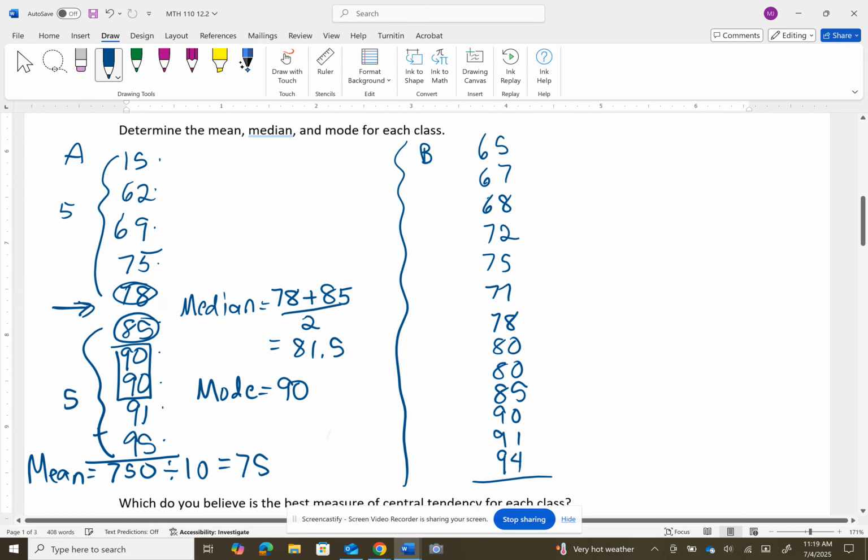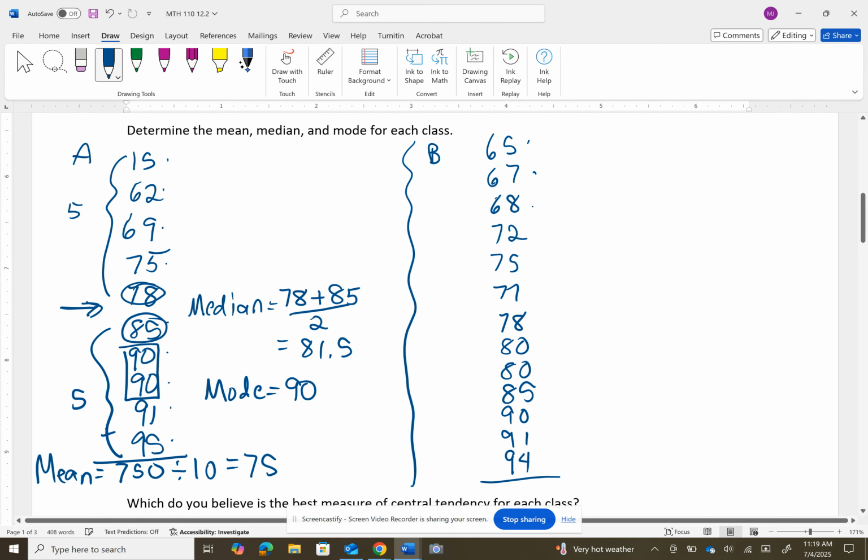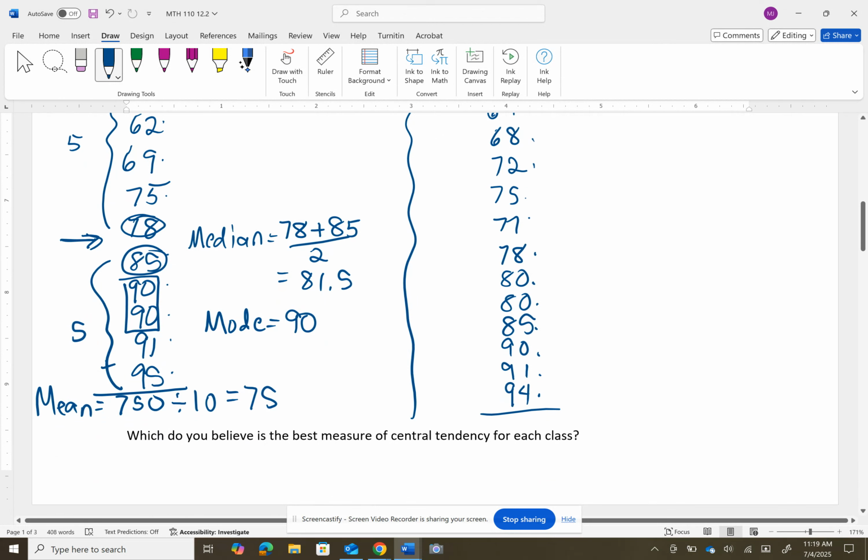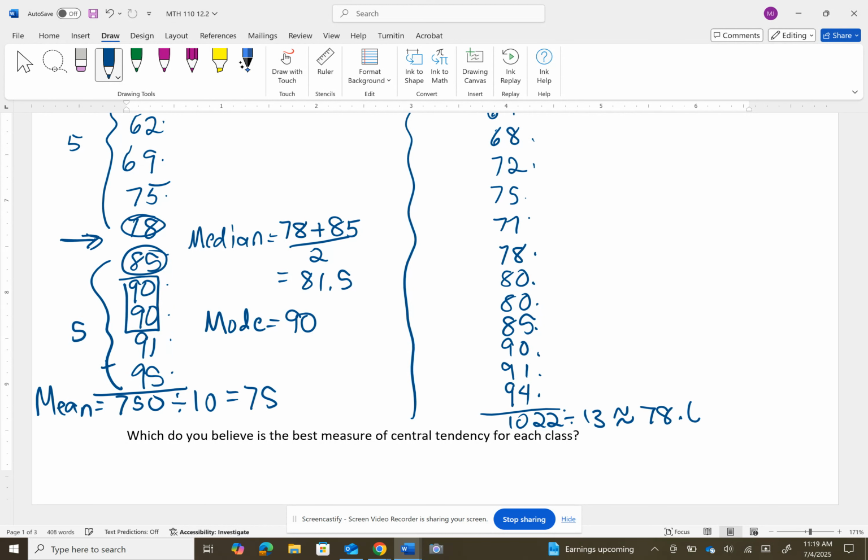All right, so for this one, we had 1, 2, 3, 4, 5, 6, 7, 8, 9, 10, 11, 12, 13 data values. We're going to add all of those up, and when we do, we get 1,022. And there were 13 data values, so I'm going to divide that by 13. It doesn't turn out to be exact, so I'm just going to round to the nearest tenth. We get around 78.6 for that one. That's the mean.